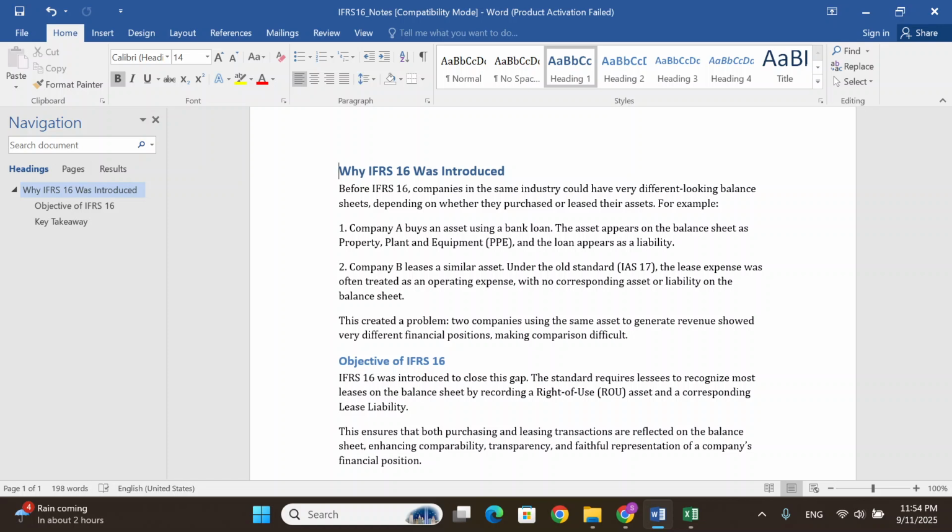If we have two different companies, let's say company A buys an asset using a loan, and in the balance sheet it shows property and equipment and the loan as a liability. While another entity leases the asset and uses it for a long period with renewals many times, but treats it as operating expenses and doesn't show anything in the balance sheet as property and equipment or liability. This creates a gap between those two entities for investors to compare them. IFRS 16 was introduced to close this gap.